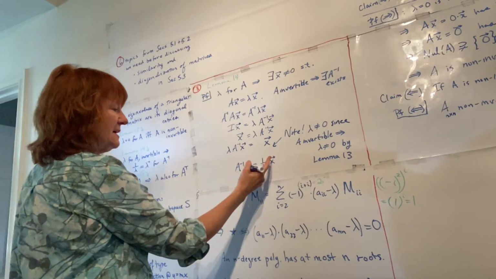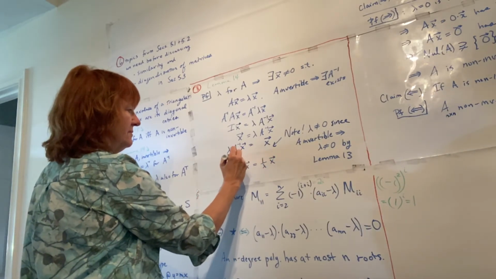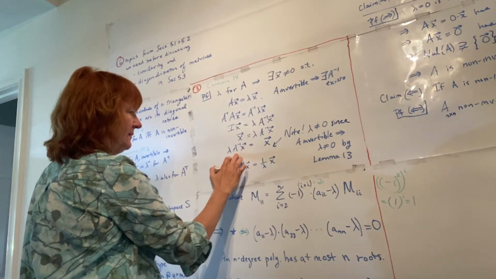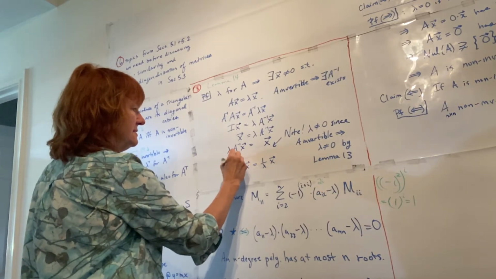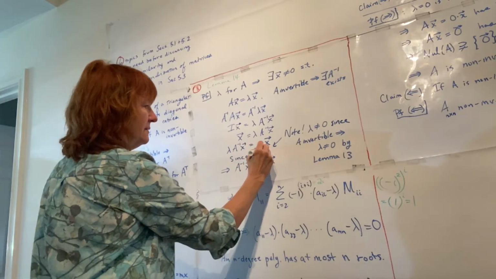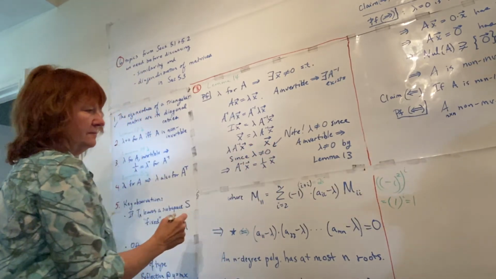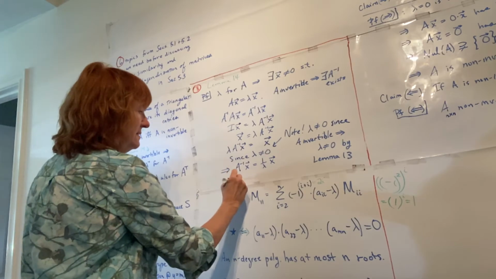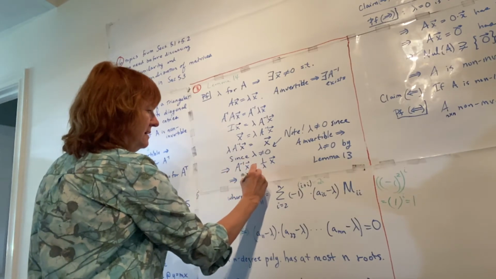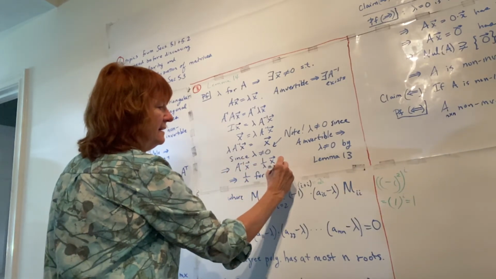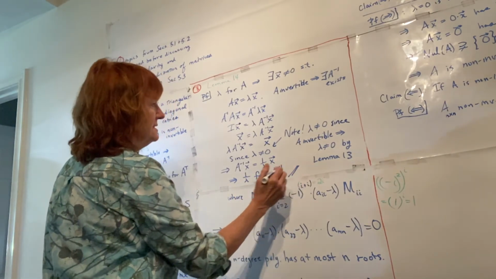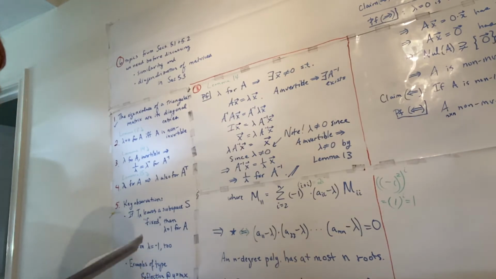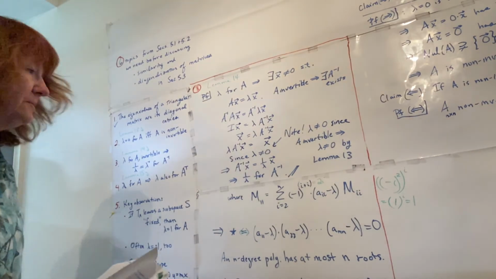And so we can divide both sides by lambda. And so we have this, implied since lambda does not equal 0. And that gives us that 1 over lambda is an eigenvalue for A inverse. Isn't that nice? You should be able to do that, work that through yourself.